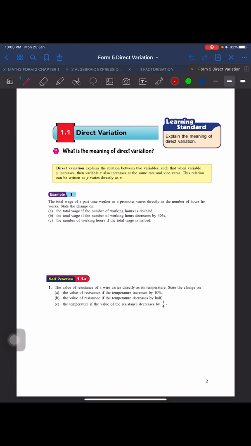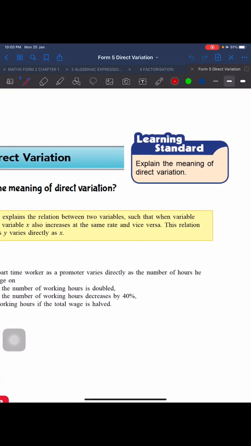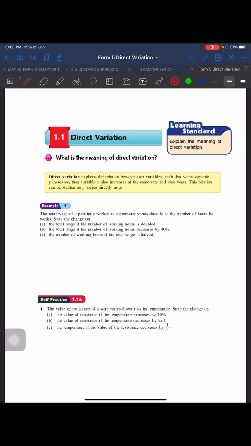In today's class, the learning standard is to explain the meaning of direct variation. What is the meaning of direct variation? We know that direct variation explains the relation between two variables, such that when the variable y increases, then the variable x also increases at the same rate and vice versa. This relation can be written as y varies directly as x.